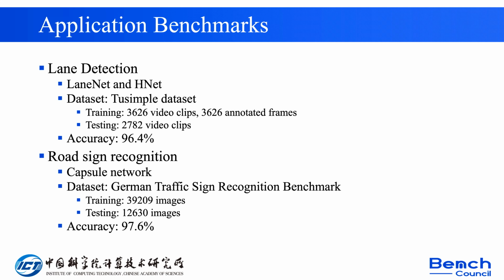Another thing that needs to be considered in this task is the sign's orientation, such as rotation, blurring, and the positioning of the sign in the different images. In this task, we choose capsule network as the network and the German traffic sign regulation benchmark as the dataset, and our reported accuracy is 97.6%.